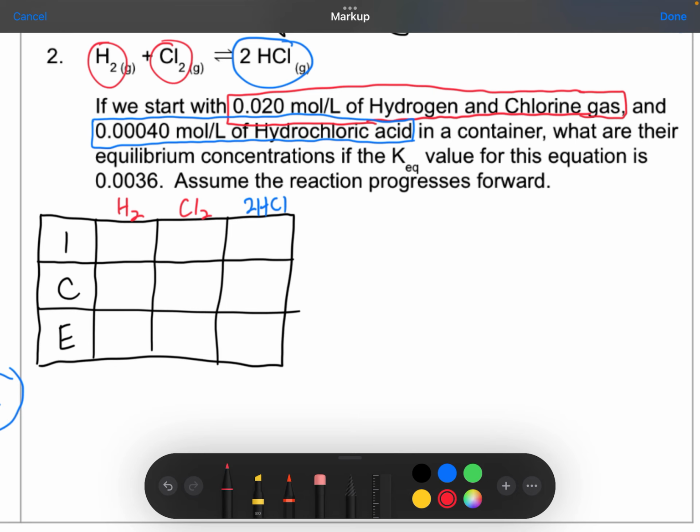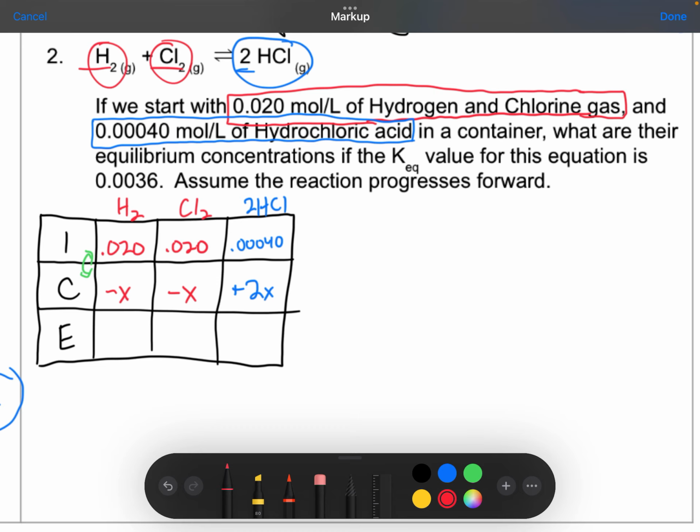So these first two are both 0.020, and then our product one is 0.00040. Once again, we're going to express our change in concentration in terms of x. Neither of these reactants up here have a coefficient in front of them, so we are going to lose some amount of x. And then our product does in fact have a coefficient in front of it, so we're going to gain 2x. Now, once again, we are going to sum initial and change together to make equilibrium.